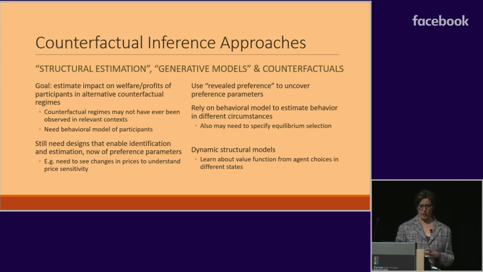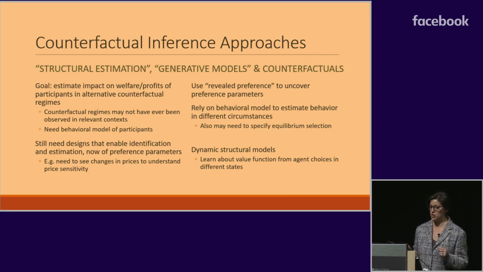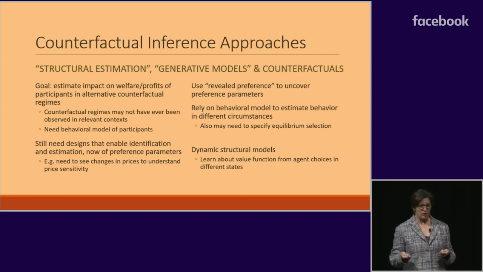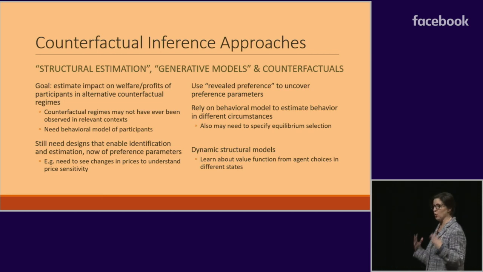Okay, so how does this work? Well, our goal is to estimate this impact on welfare and profits of participants in alternative counterfactual regimes. And these regimes may never have been seen before. So how could you possibly do that? I remember when I first explained this to friends at Microsoft, 10 years ago, when I finally convinced them of what I was doing, they're like, "You're smoking dope. That can't be science. How could there be a science where you're claiming to make a prediction about a world you haven't seen before? How could you possibly do that?" And the answer is you can only do that with some assumptions. But in some cases, you can make assumptions that make a lot of sense. And of course, your artificial intelligence agents are going to have to do that. They have to reason about worlds they haven't seen before. And so we're all kind of in this business.